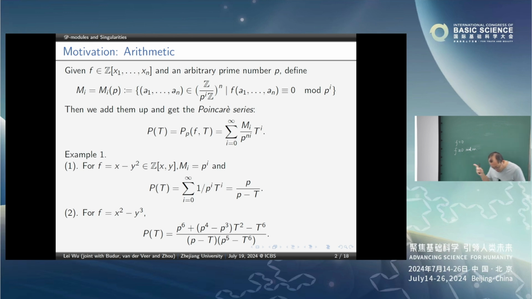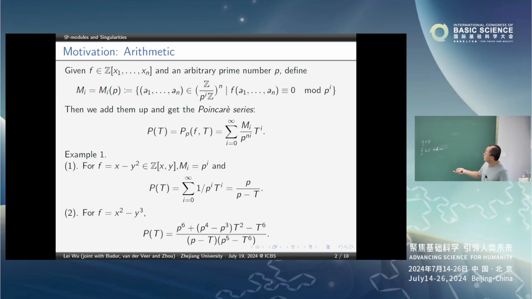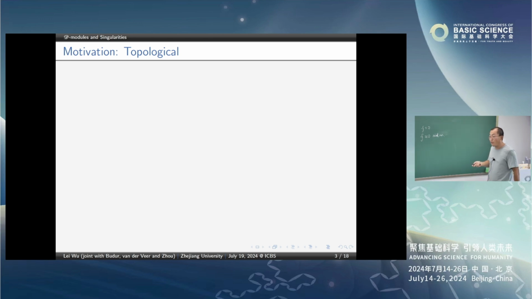But the main topic of this talk is to understand singularity from a classical point of view by using derivatives, taking arbitrary derivatives, more precisely by using D-modules. So we are going to do this from an inverse perspective. Before I recall D-module theory, let's look at another motivation, which is from a topological perspective.